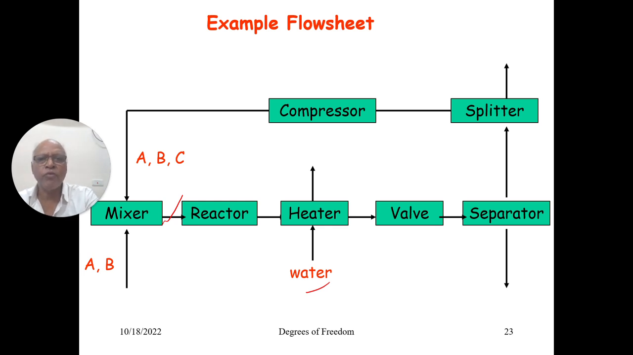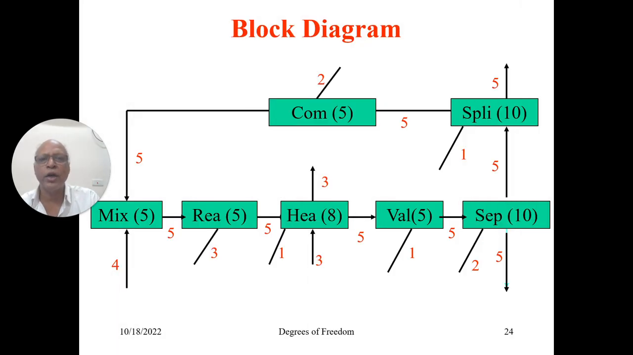So all others will be 5, excepting this and this. In addition to these degrees of freedom, we must also be able to identify the minimum number of equipment parameters involved with all these models. So I am trying to redraw this diagram. These numbers are going to indicate the degrees of freedom associated with each of these streams, which is going to depend on the number of components, C plus 2.